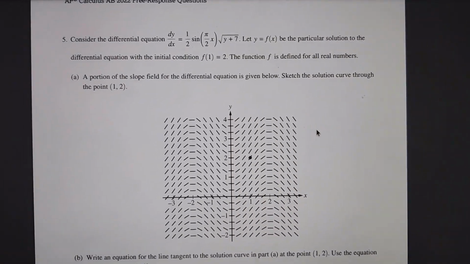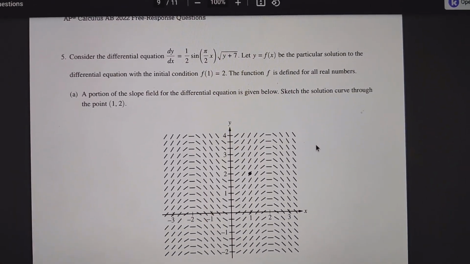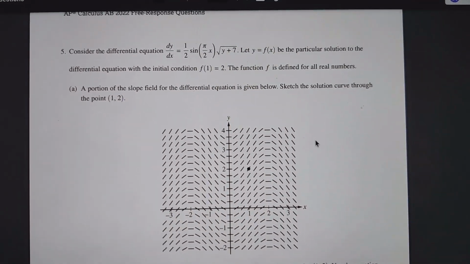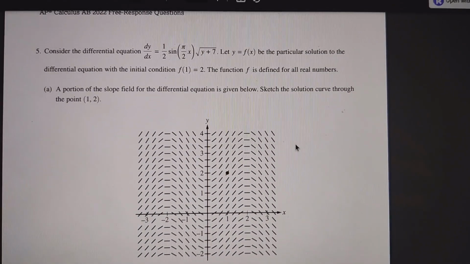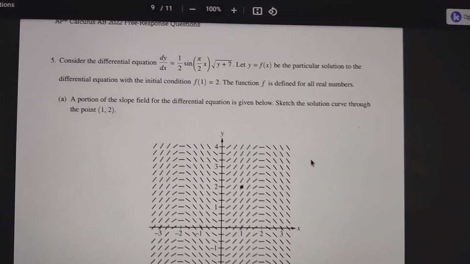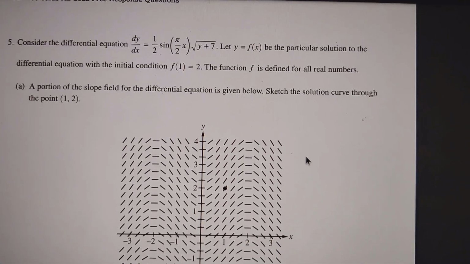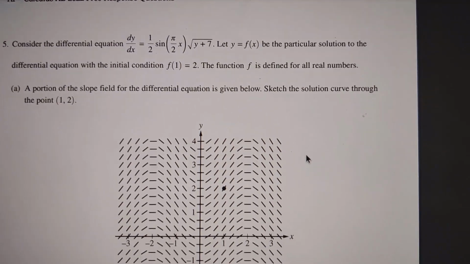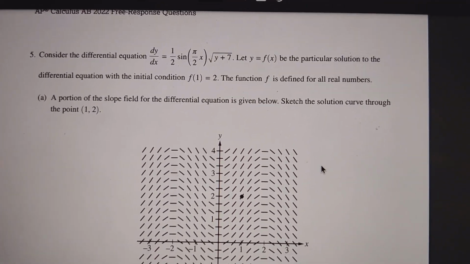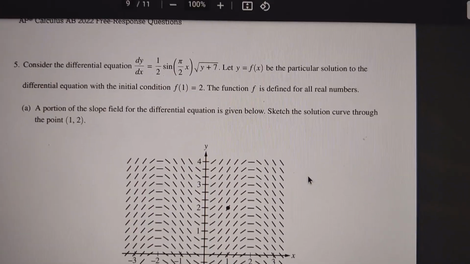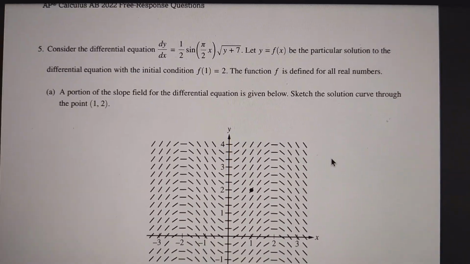2022 AP Calc AB FRQ problem number 5. So consider the differential equation dy/dx = (1/2) sin(πx/2) times the square root of (y + 7). Let f(x) be the particular solution to the differential equation with the initial condition f(1) = 2. The function f is defined for all real numbers.